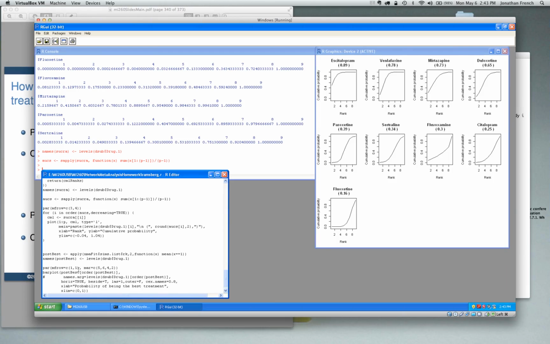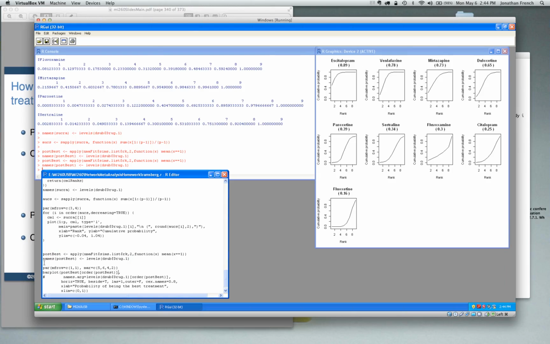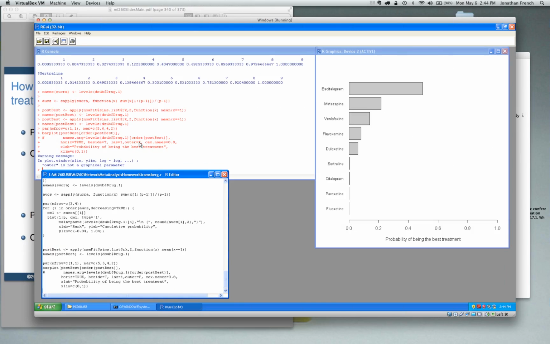And then the last little chunk of code we have here is just how to calculate the posterior distribution for being the best drug, or the one with the rank of 1, which is what's being calculated here. So across each of the drugs, we're calculating the mean of that best variable, or in this case, the mean of the rank being equal to 1, which is 0 or 1. So when we take the average, that gives us a probability of being equal to 1. And then we just plot that here at the very end, again using the bar plot.